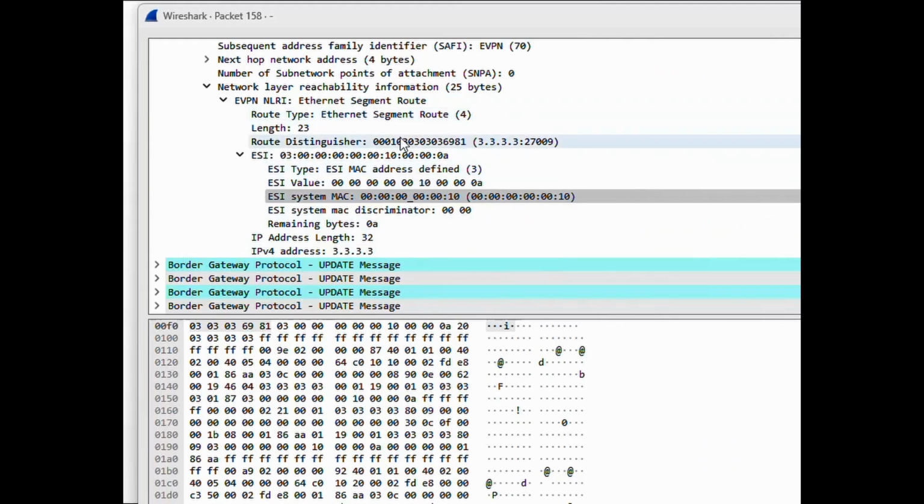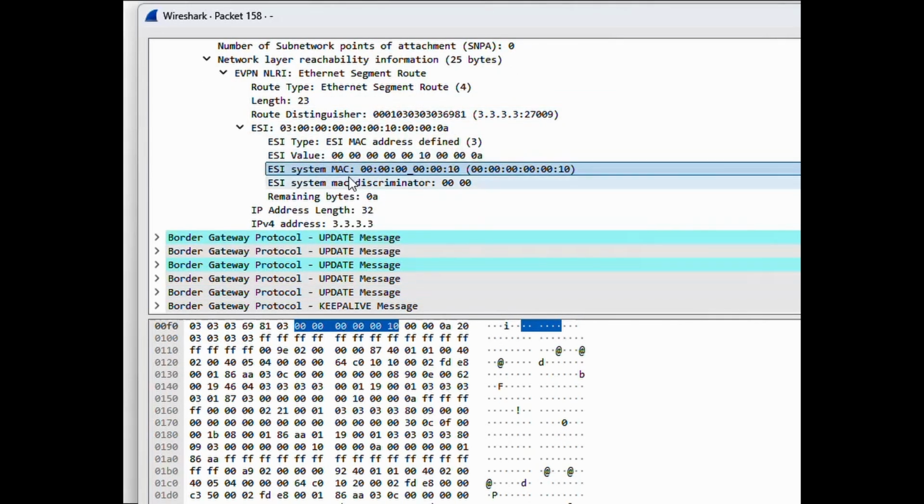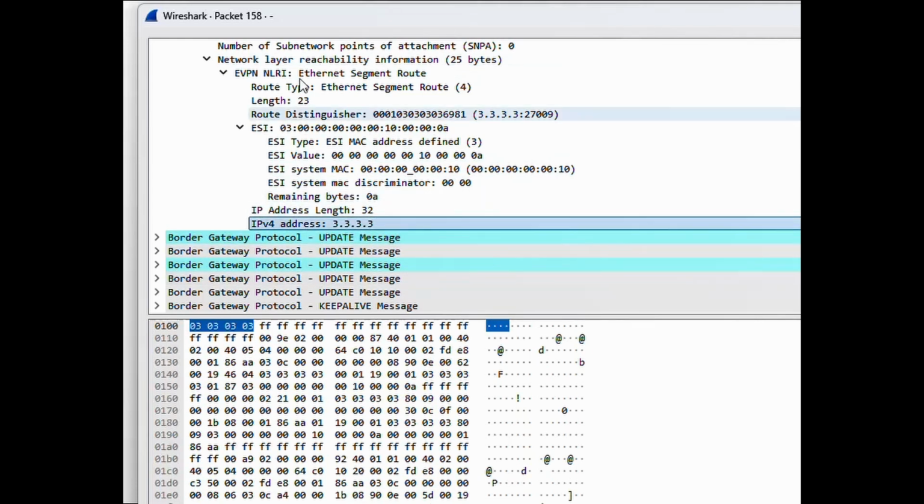So just to go over the contents of route type 4. When the leaf switch, in this case leaf 1, sends the update with the route type 4 towards the spine, these are the contents that we get inside the advertisement. The first field is the route distinguisher, and then, like previously mentioned, the important field is the ESI system MAC. It also contains the IP address length and the IP address of the originator, which is leaf 1 with an IP of 3.3.3.3 in this case.